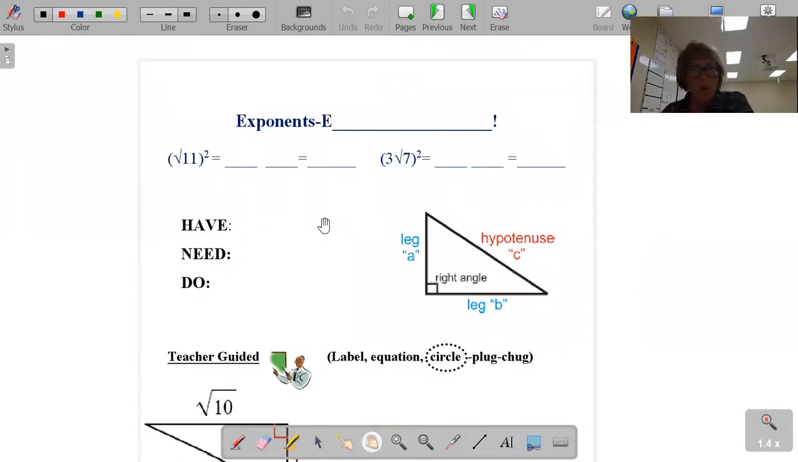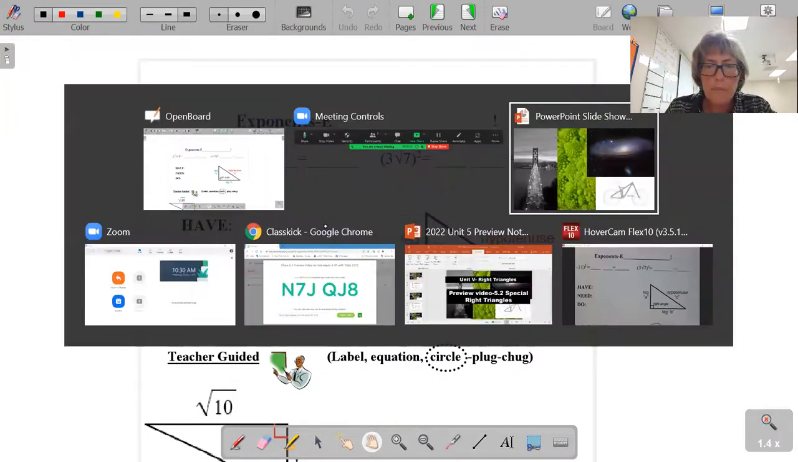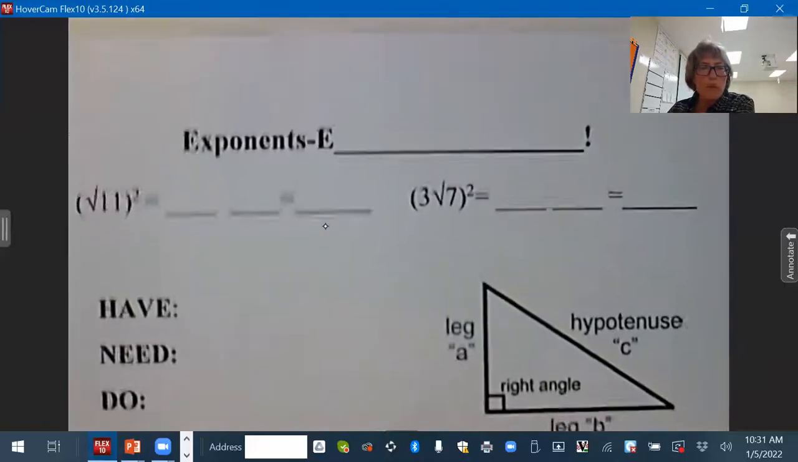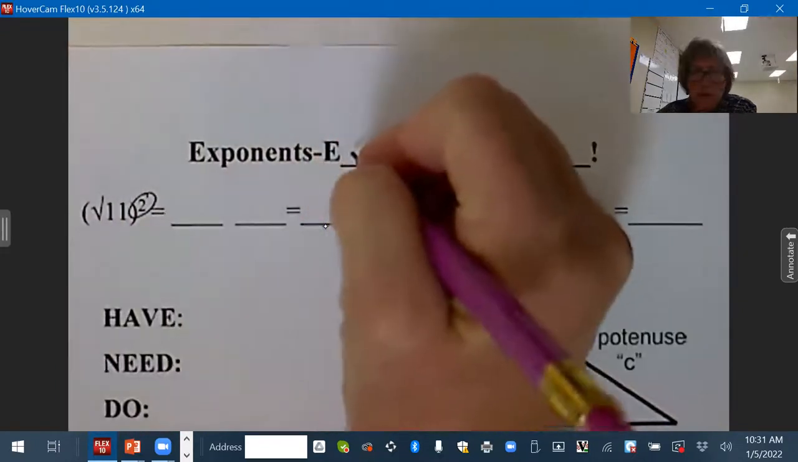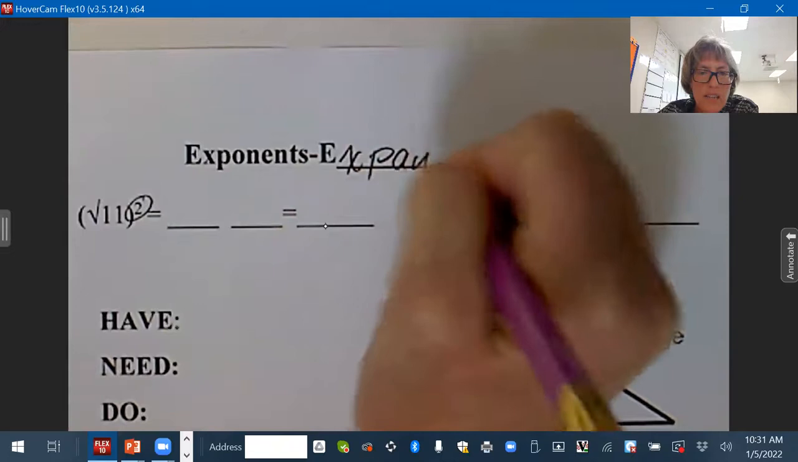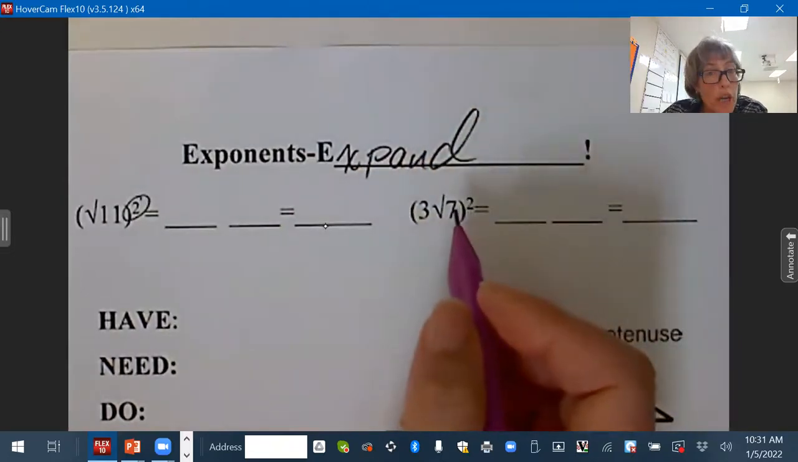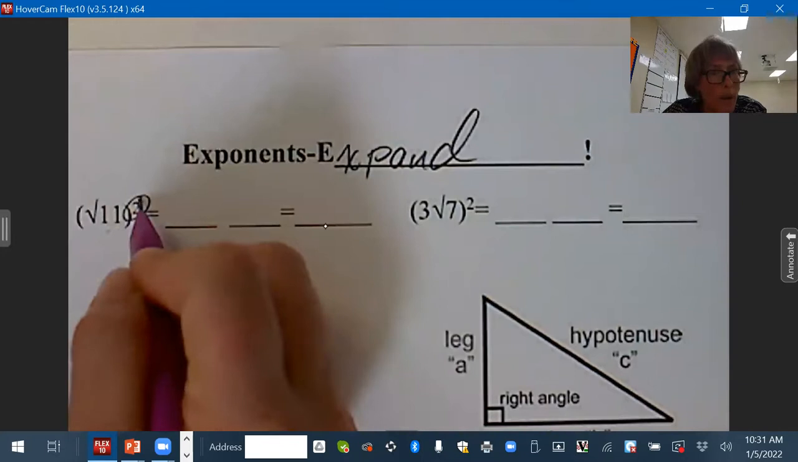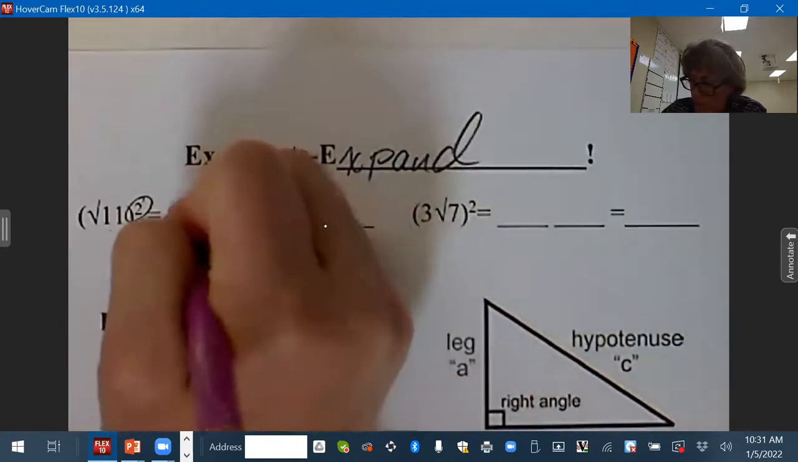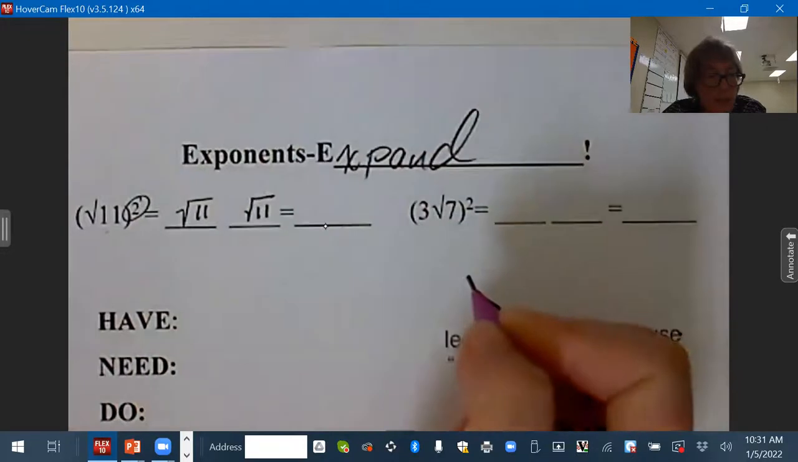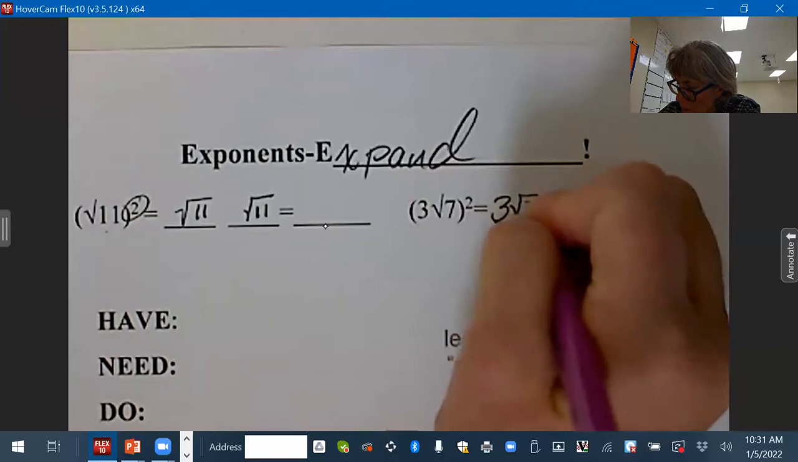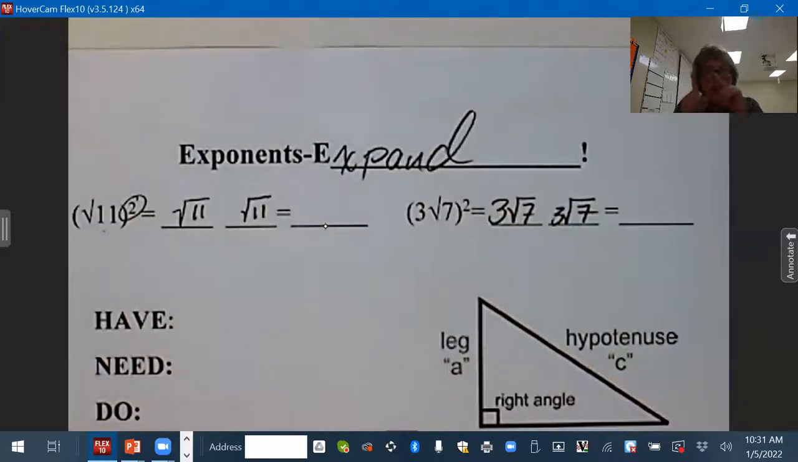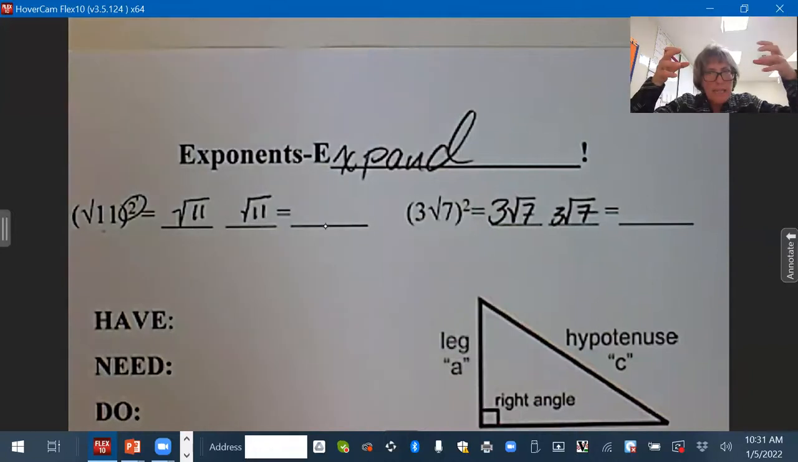Now, whenever you deal with the Pythagorean theorem, you're also going to be working with a lot of radicals. And it's important when you deal with exponents that you always expand the exponent. So when you're working with radicals, so when I have root 11 squared, you write it like this. If I have 3 root 7 squared, you expand it. Exponents, you expand. Anytime you see an exponent, you expand it.